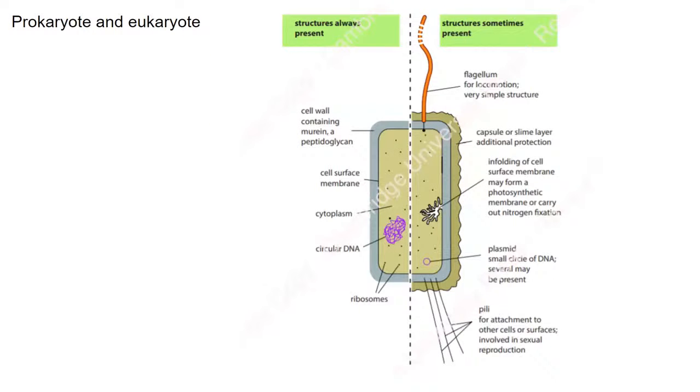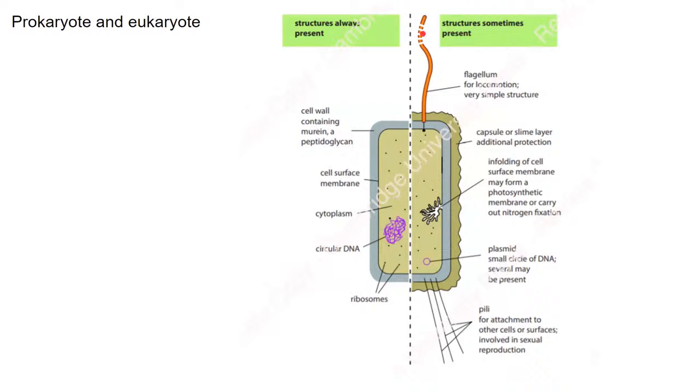So that was prokaryote and eukaryote. This is a simplistic diagram. Again, like I said, this diagram is important because you need to be able to understand that there are some structures that will always be present. For example, you will always have a 70s ribosome. You will always have a peptidoglycan cell wall. You will always have a cell membrane. You will always have a circular DNA, not a linear one, a circular one.